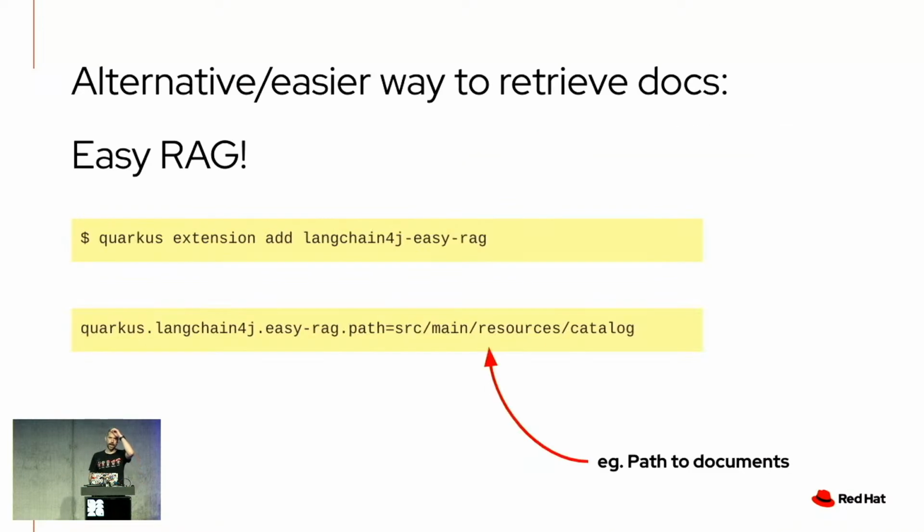Quarkus in particular has added this new feature, which is Easy RAG, which makes it a little bit easier for, let's say, more straightforward use cases. In this case, you add this LangChain4j Easy RAG dependency to your application, and then you can just put in your application properties, hey, grab the documents that are in this src/main/resources/catalog folder, and then just vectorize those and send them to the LLM.